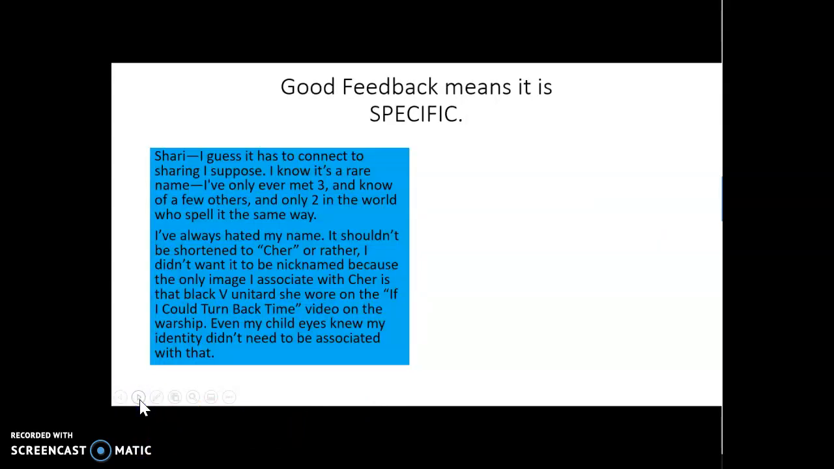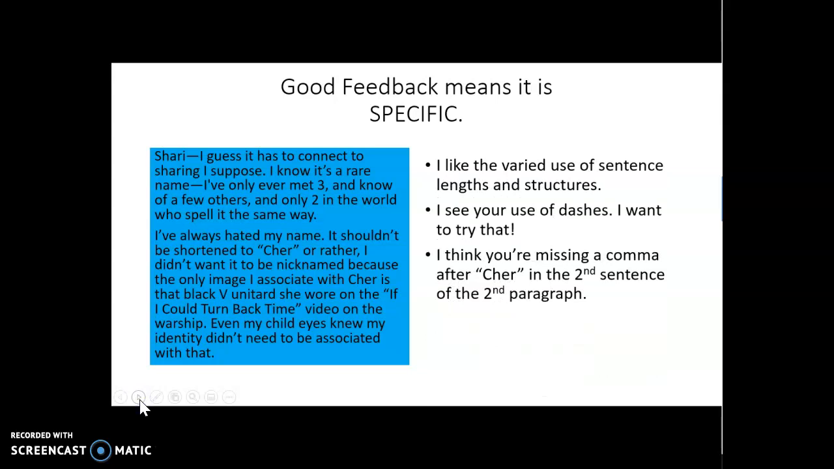Another thing is that feedback is specific, so it's going to be very narrow to the piece that you're looking at. This can be looking at structures. So in this case, we're looking at sentence lengths. I like that you use different ones. It can be about punctuation. Oh, hey, look, 2 dashes. That's awesome. Thank you. You can talk about things that are missing, like in the 3rd one where it says there's a comma missing. Oh, yep, you're right. There should be a comma there.